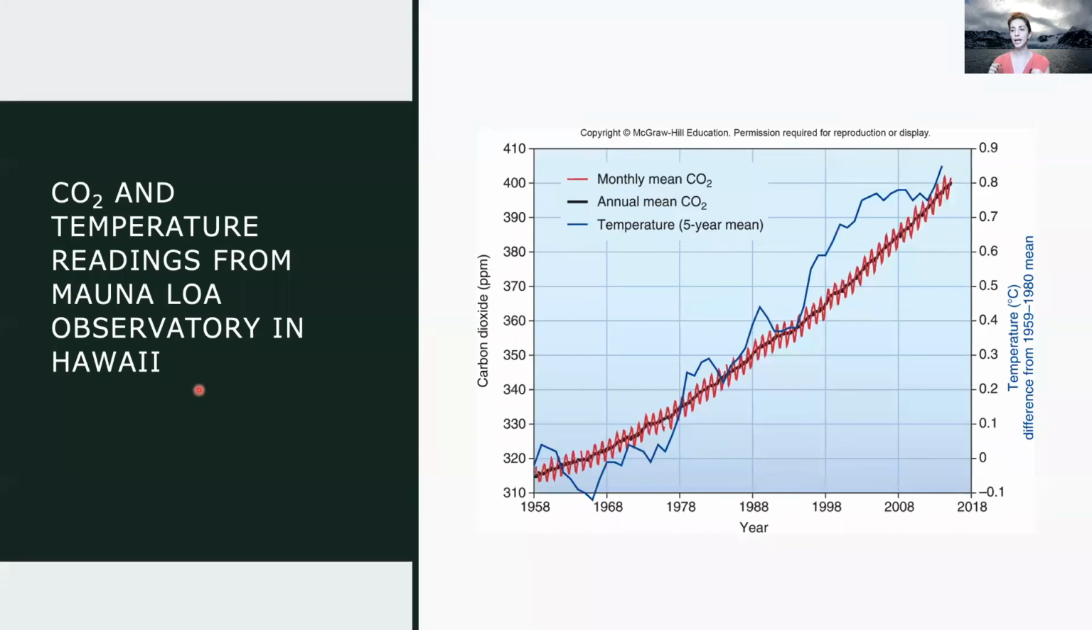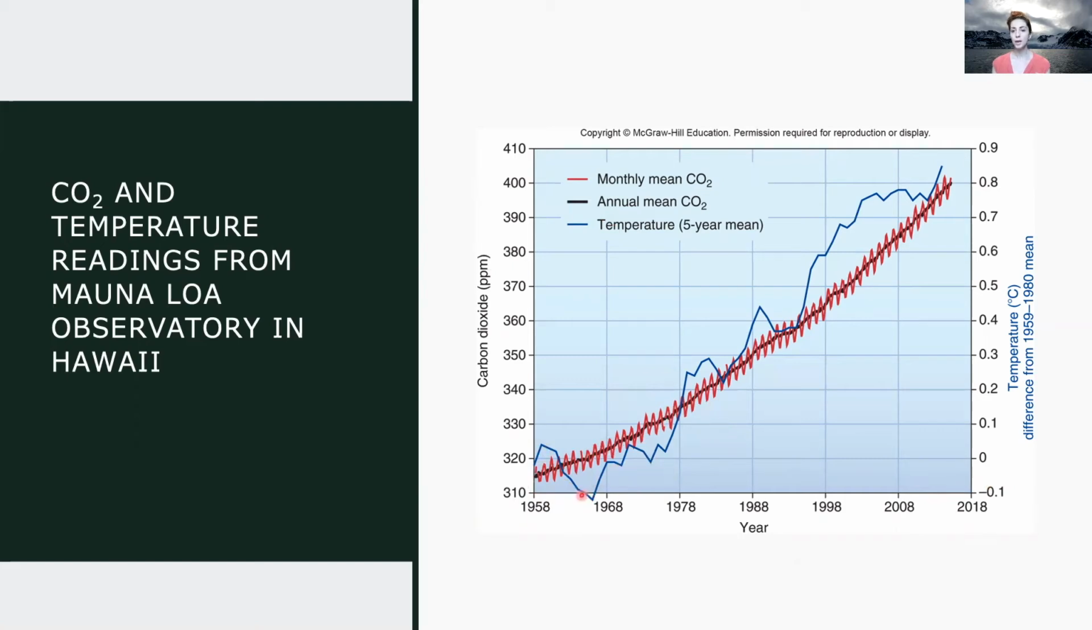So we can trace the change in CO2 concentration in the atmosphere to the change in temperature directly and map them out side by side. Here in this graph, going from 1958 to 2018, we have in red the monthly mean CO2 concentrations. In black, tracing through that line, is the annual mean of CO2. And in blue, we have the temperature representing the 5-year mean.